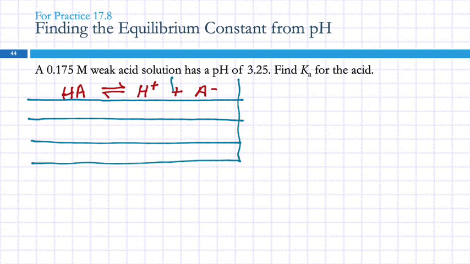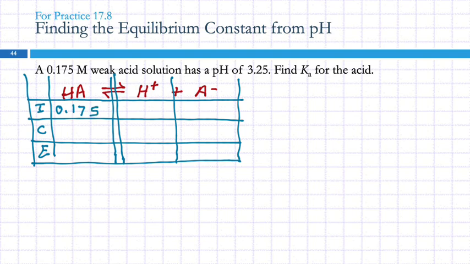So we're going to do our ice table. ICE. This 0.175 is our initial concentration for the weak acid, so I'm going to put that in here, 0.175. What's the initial concentration for H plus? 0. And for A minus? Also 0.